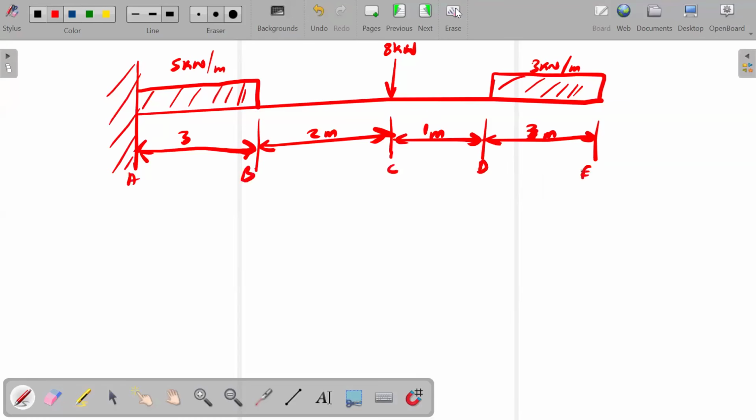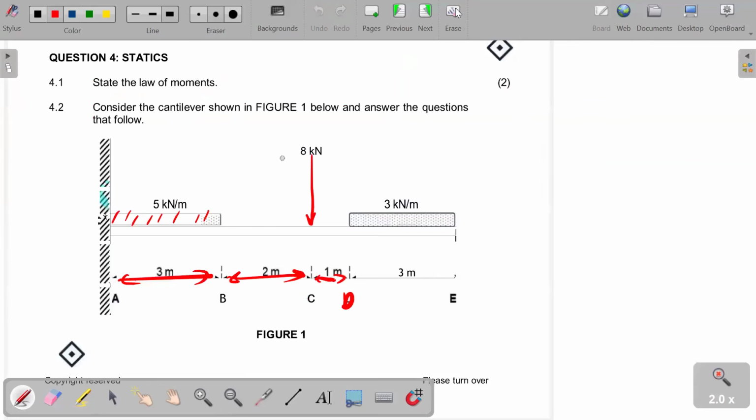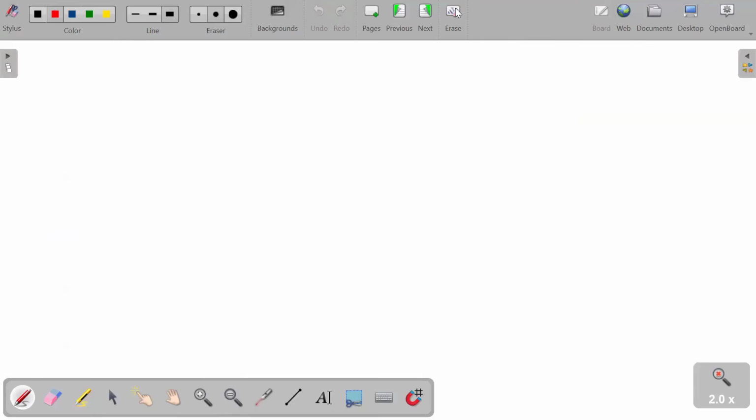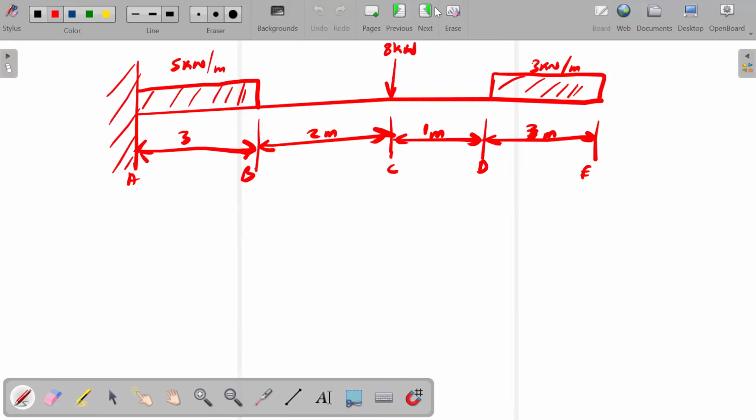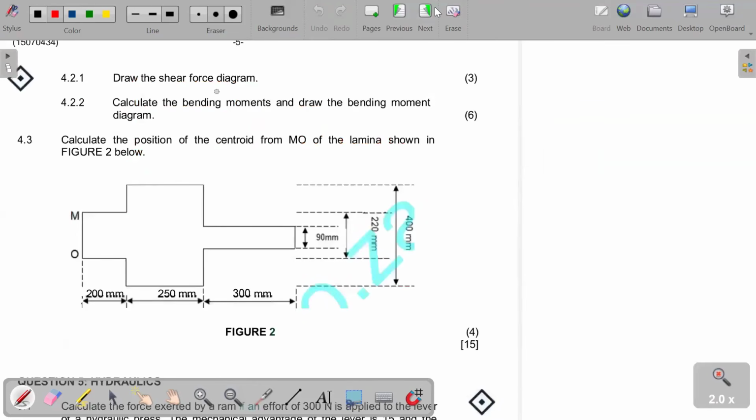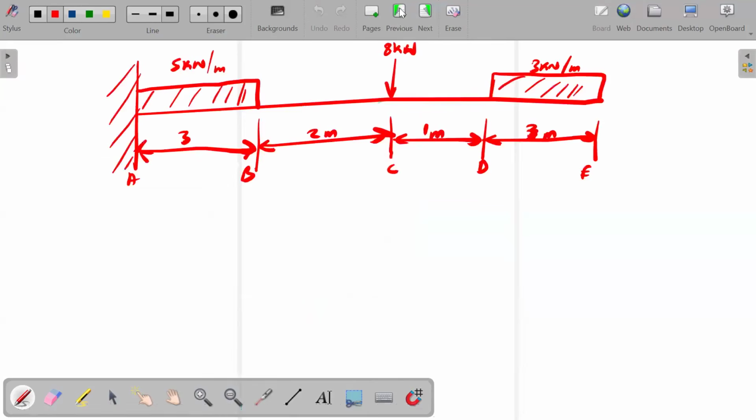The first question was saying, calculate, okay, it was saying actually draw. Okay, so here we are. The first question is saying, draw the shear force diagram. And of course, 4.2.2 says calculate the bending moment. Let us first start with the drawing of the shear force diagram. That's the question we are at.